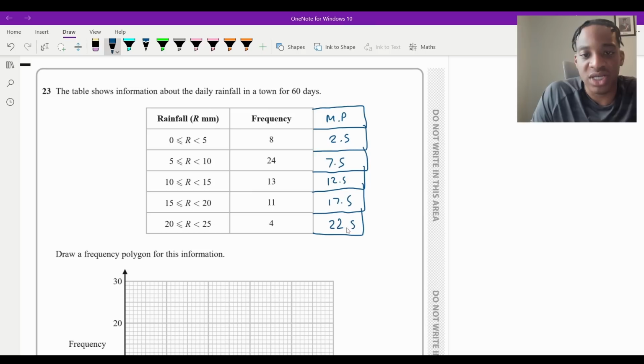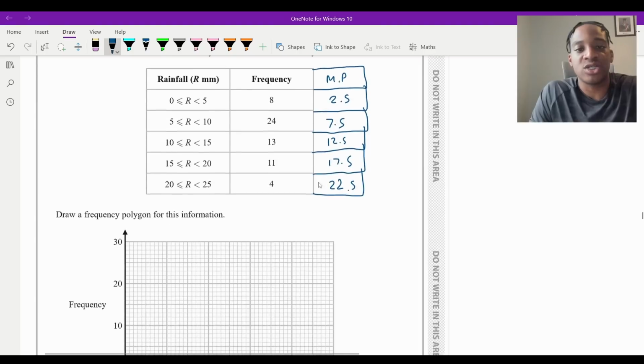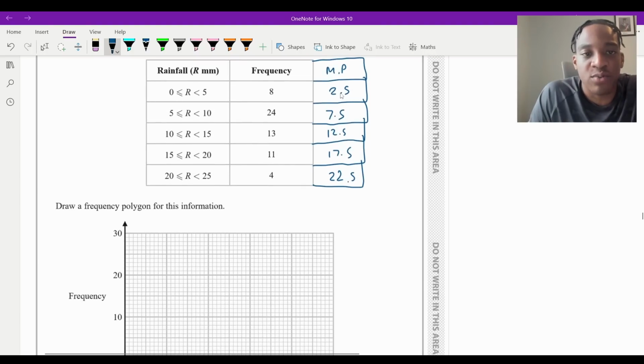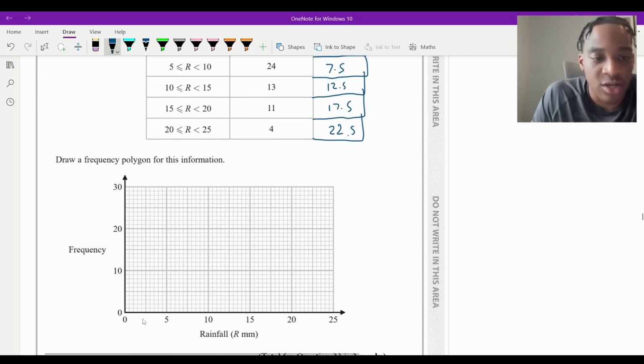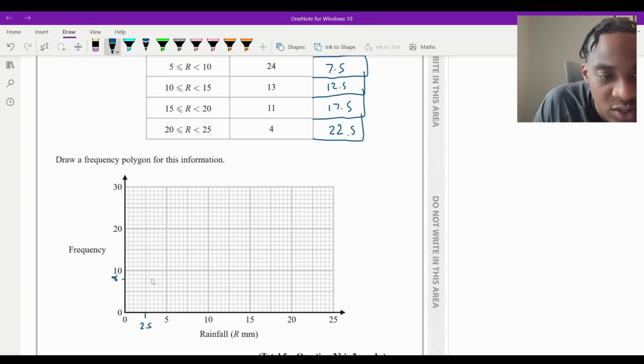So all we're going to do is essentially treat these as our x's and then treat the frequencies as our y's. So we're essentially going to start off with the midpoint, which is 2.5, and we're going to go up to 8. So where would that be? 2.5 would be right here. 8 is going to be right here, isn't it? So it's going to be this point we're going to plot there, 2.5 and 8.